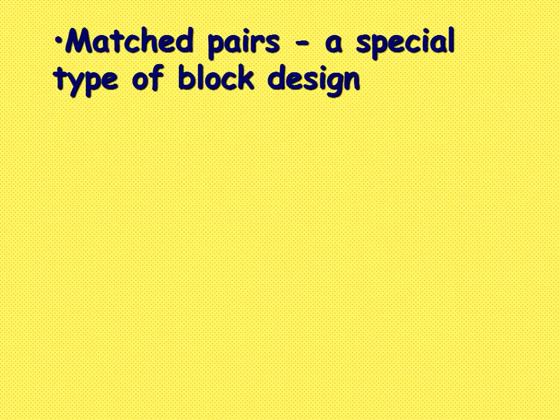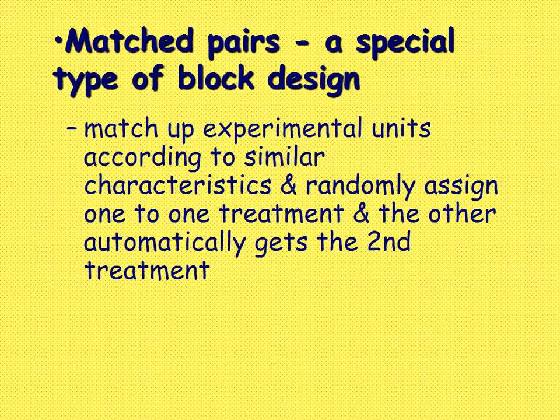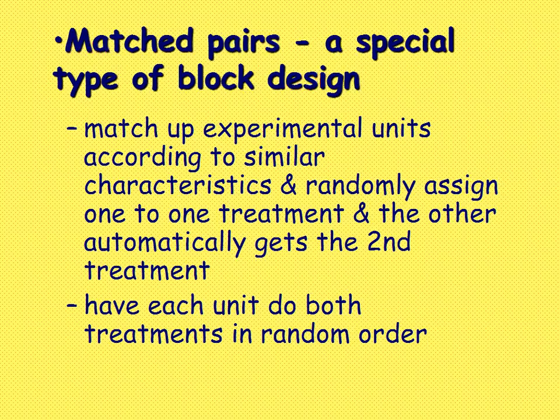Matched pairs, one of our last types of experimental design. This is where you're going to match individuals that are as closely related as possible. You could work with twins in a situation like this, where you're separating them out. One person gets one treatment, the other person gets the other. Or you could have each individual do both in a random order: treatment 1, treatment 2, or treatment 2, treatment 1.